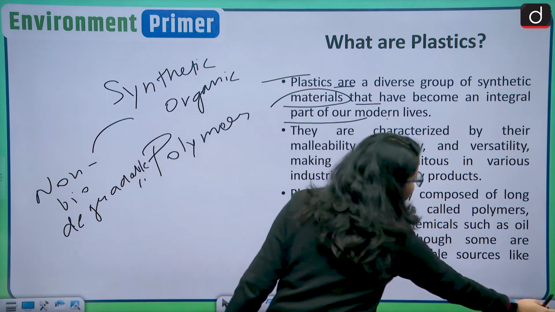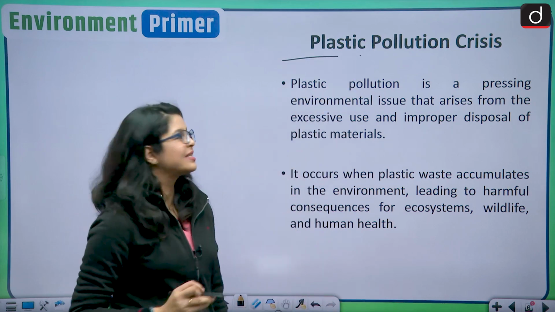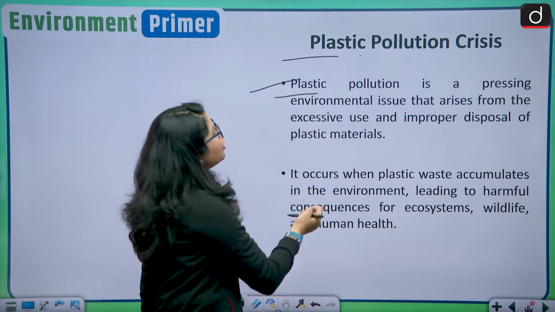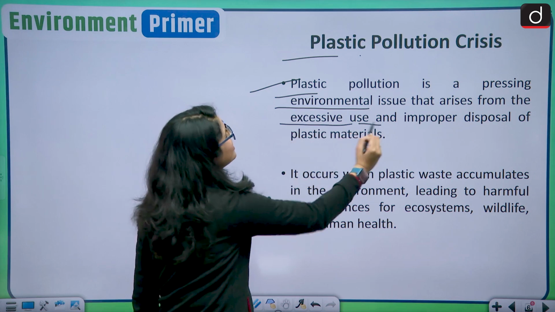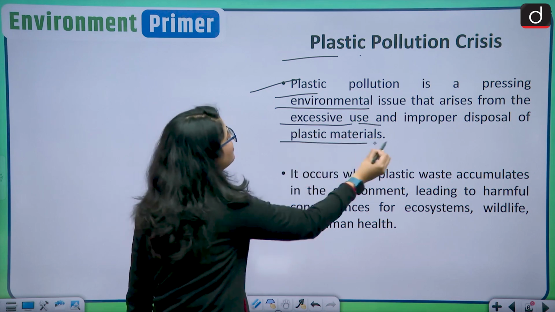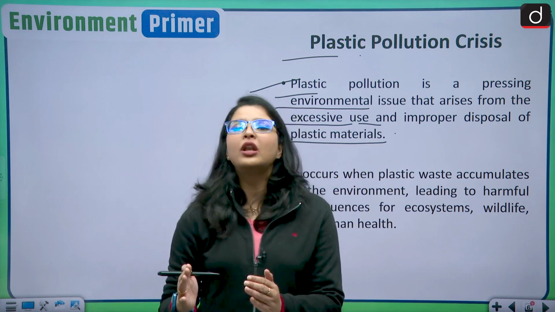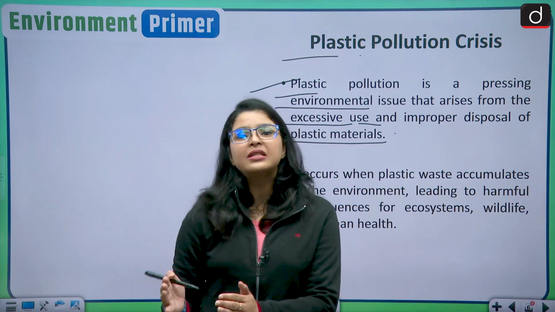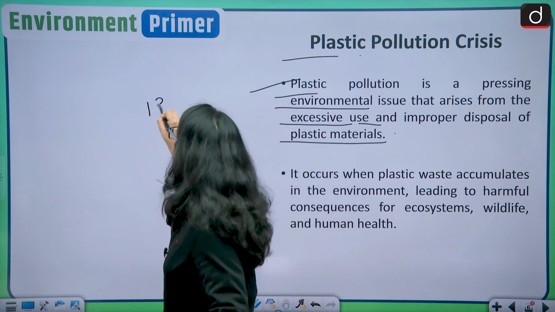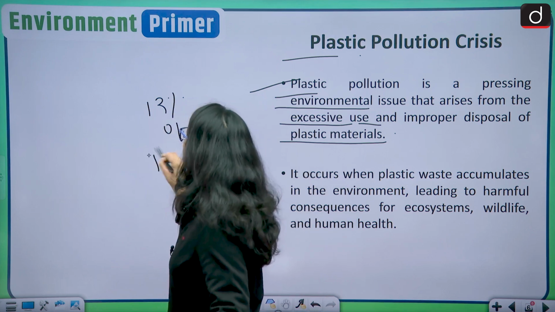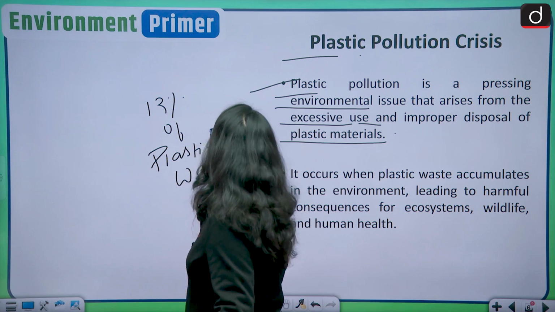Moving forward, let us understand the plastic pollution crisis in detail. So, the plastic pollution is a pressing environmental issue that arises from the excessive use and improper disposal of plastic materials. In fact, India lacks a solid waste disposable mechanism for disposing of plastic wastes. Only 12% of the plastic waste in India is recycled.